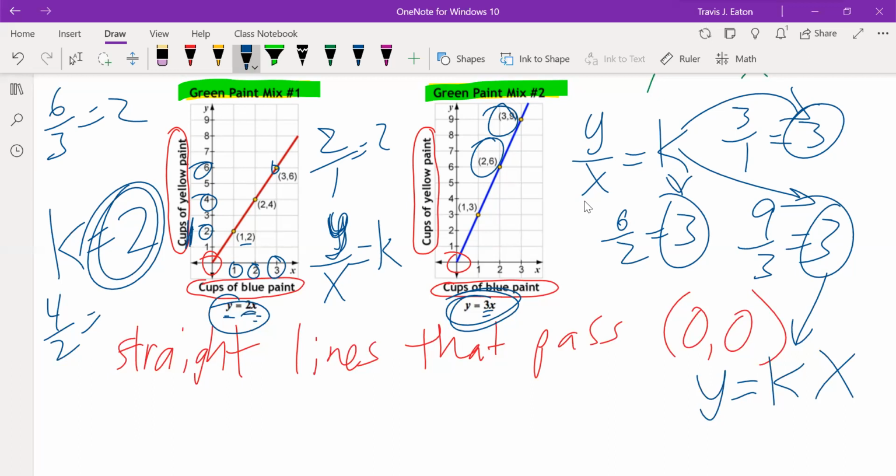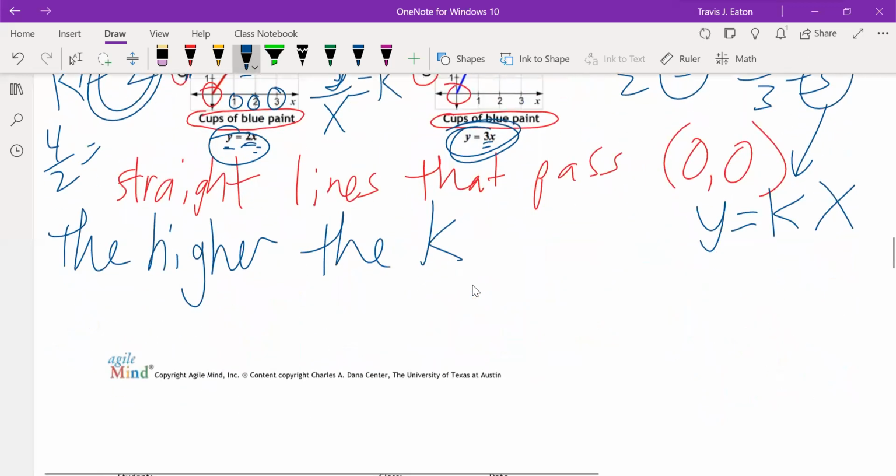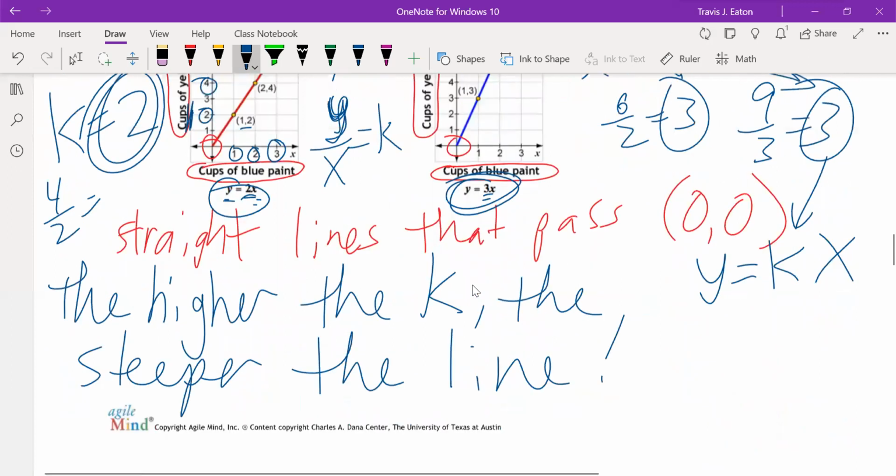The higher the value of the constant of proportionality, the steeper the line is going to be on your graph. Okay, the higher the constant, the steeper the graph. Oh, I like that. I'm going to write that down. The higher the k, the constant, the steeper the line is going to be. Okay?